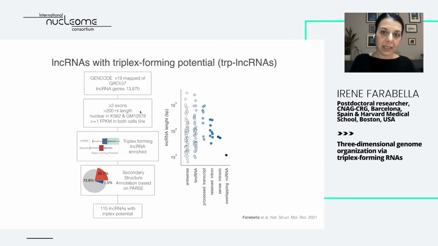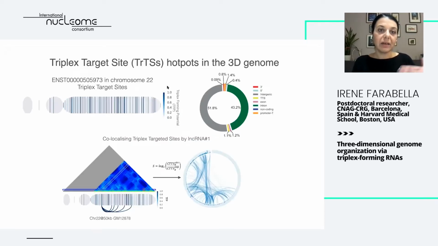With this analysis, we identified 150 long non-coding RNAs. These long non-coding RNAs have different lengths and are mainly antisense or lincRNAs. This analysis does not only allow us to identify triplex-forming domains on the RNA, we can also identify triplex target sites along the 1D genome. And here I show you an example of a particular long non-coding RNA and its loci across chromosome 22 that are targeted by a particular type of RNA.